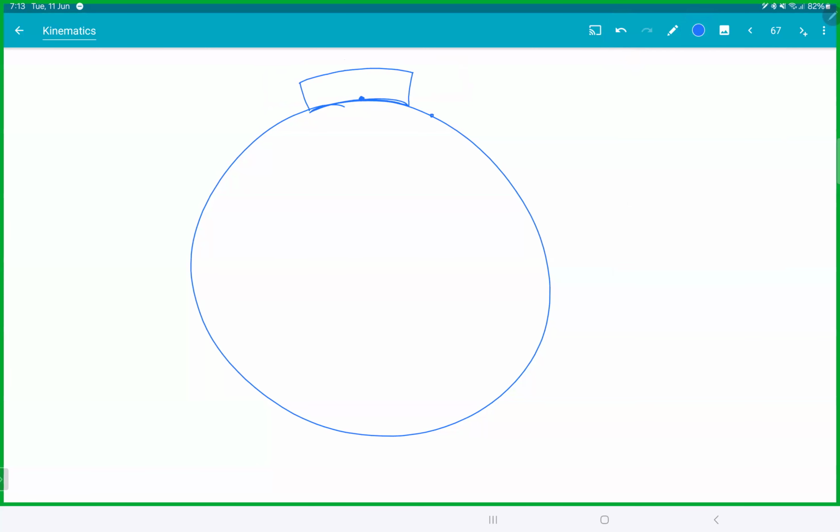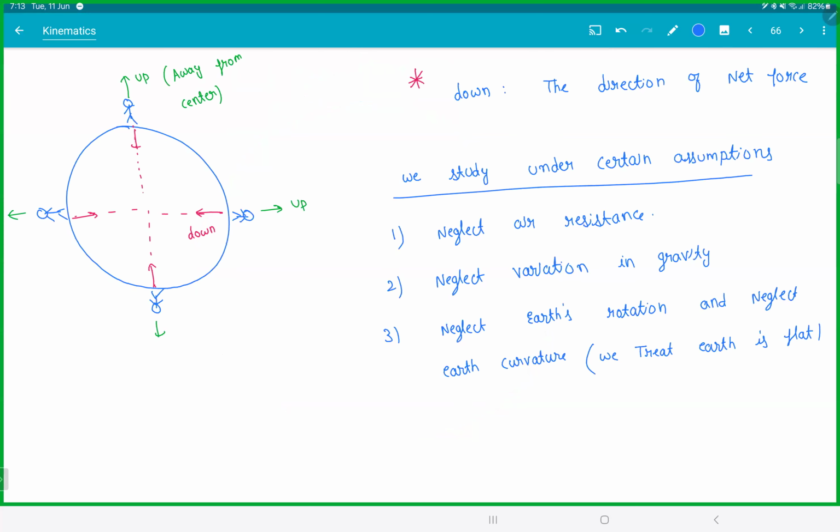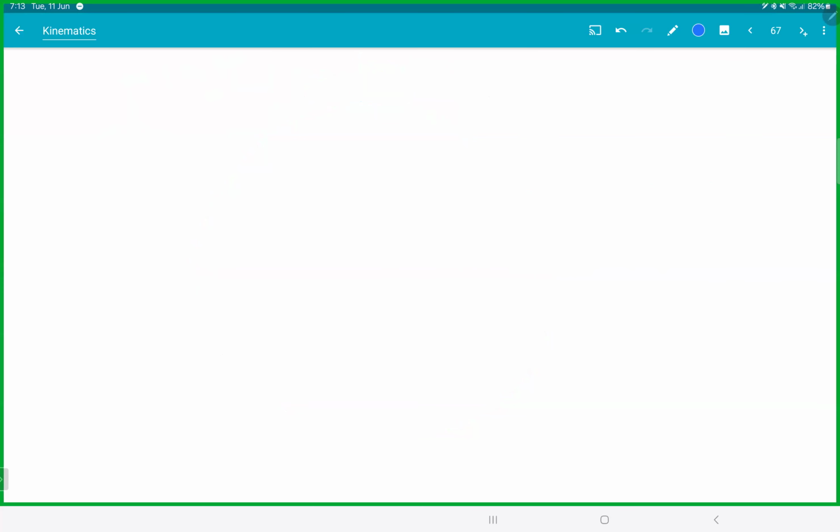Now, if you're just building a small building, it looks flat. But if the building is pretty large, let's say the width is 2 to 3 kilometers, such long buildings are not flat anymore. Getting it? So while building tunnels and all, there are a lot of things. Earth's curvature does matter a lot, and Earth's rotation matters a lot.